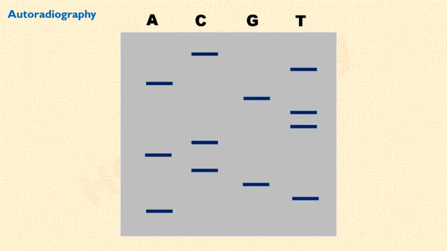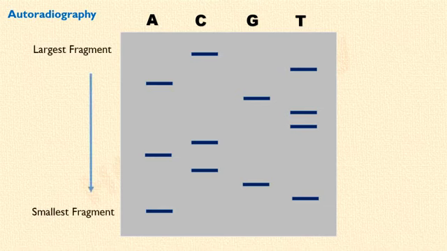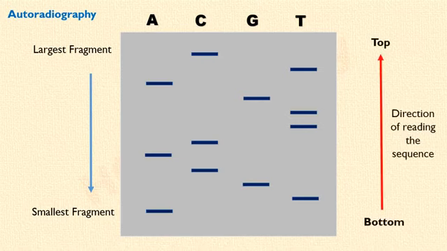Now, let's understand the interpretation of the DNA sequence. As we know, bands are arranged according to their size. The smallest fragment is found at the bottom of the autoradiograph and the largest fragment is found at the top. We will read the sequence from bottom to top according to their increasing size. The shortest fragment is in the A lane at the bottom. This shortest fragment means that the dideoxy ATP was added nearest to the 3' end of the primer.